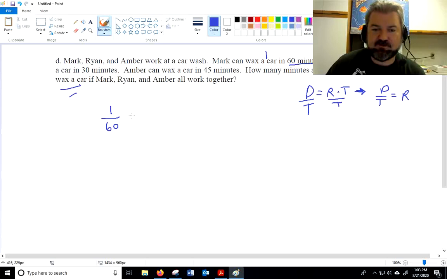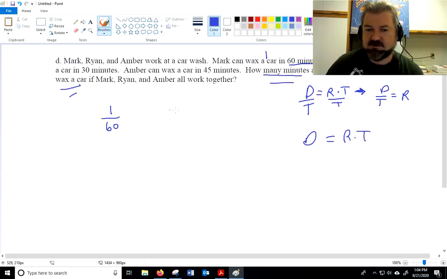All right, well, we're going to multiply. That's his rate. Now remember, distance equals rate times time. We don't know the time that he works, so I'm going to call it t. So times t. All right, let's add the amount of work that Ryan gets done. Ryan can wax a car in 30 minutes, so that's 1/30th of a car every minute t.